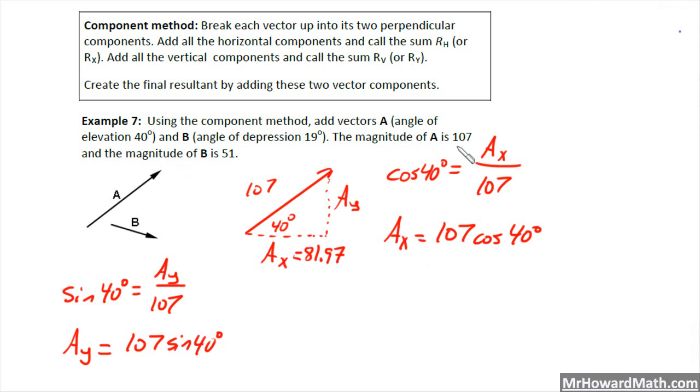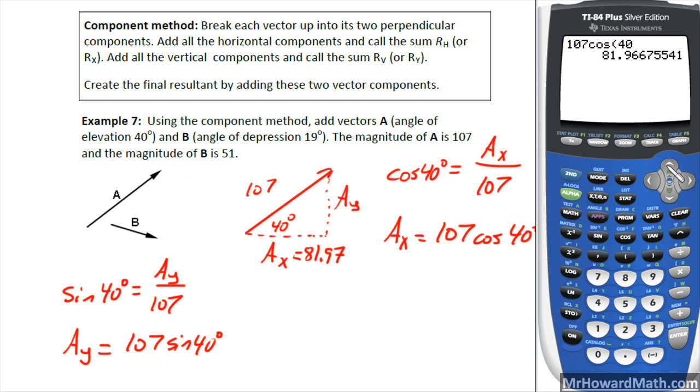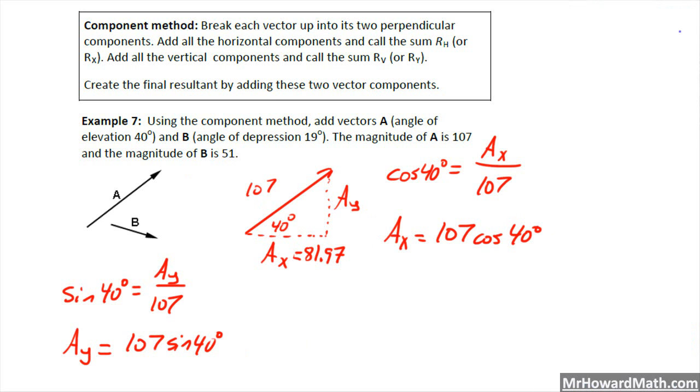They don't give me units on the magnitudes here, so we'll just leave it 81.97. And then I'm going to copy this down right here and change the cosine to sine, and that'll give us the vertical. So a sub y is equal to 68.78. Okay, so that's step one.